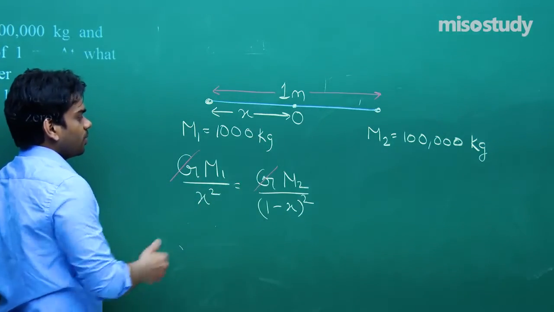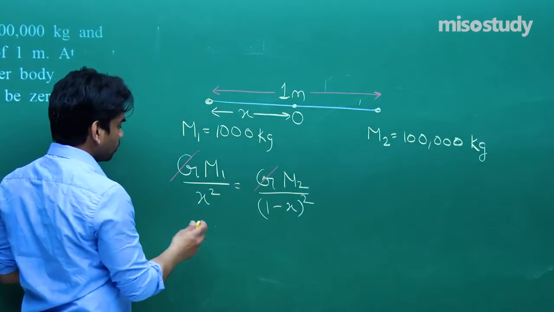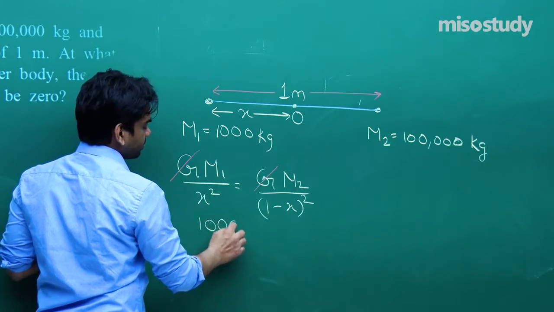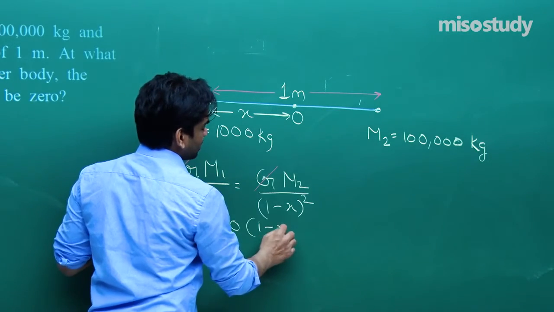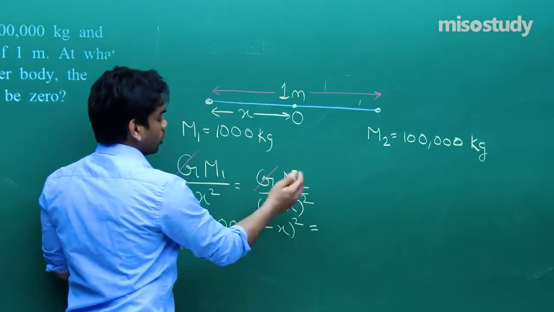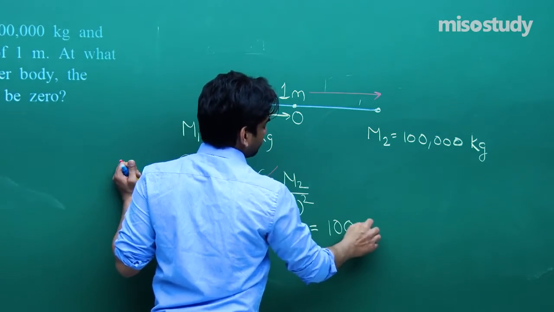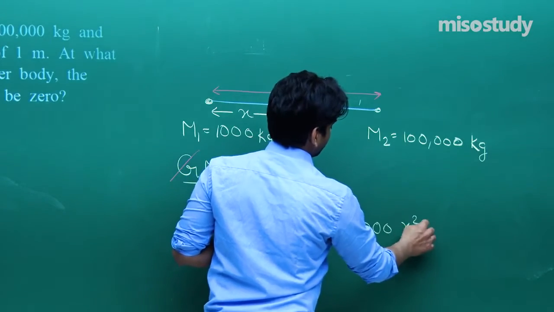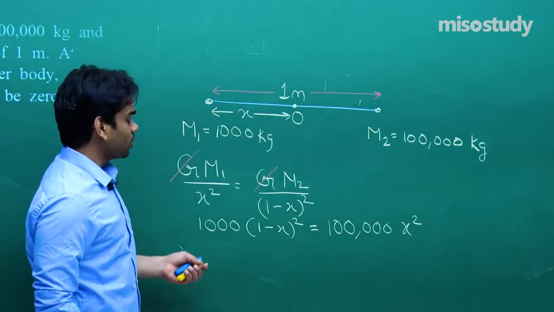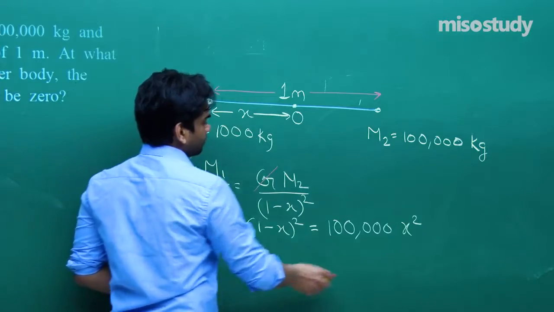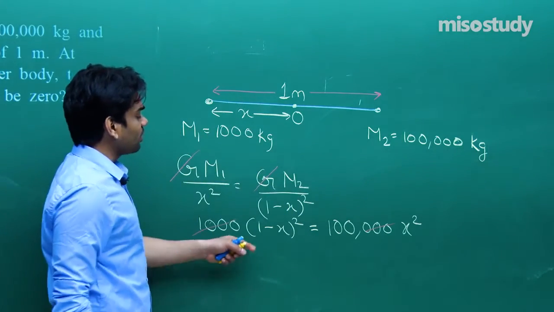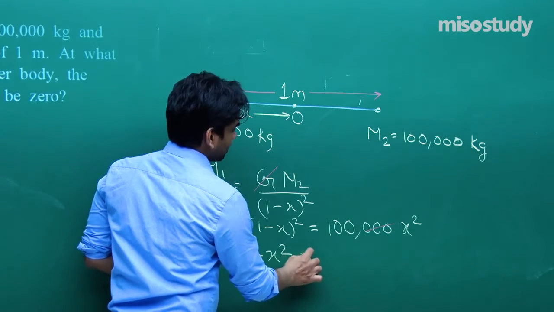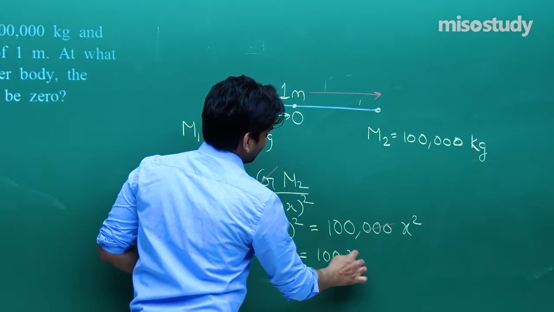G cancels out, not a problem. M1 is 1000, M2 is 100,000. So you will be getting 1000 multiplied by 1 minus x whole square is equal to M2, that is 100,000, multiplied by x square. From here you see that the factor of 1000 will be cancelled out. You will be obtaining 1 minus x whole square is equal to 100 x square.